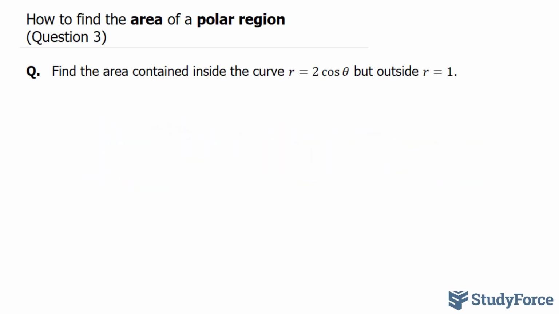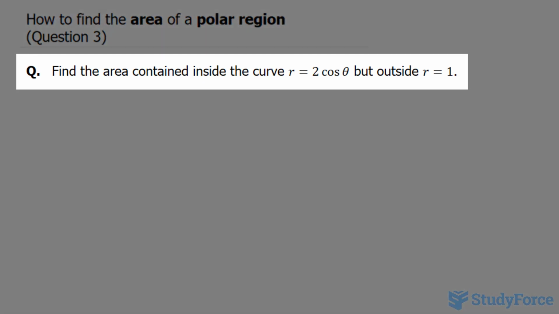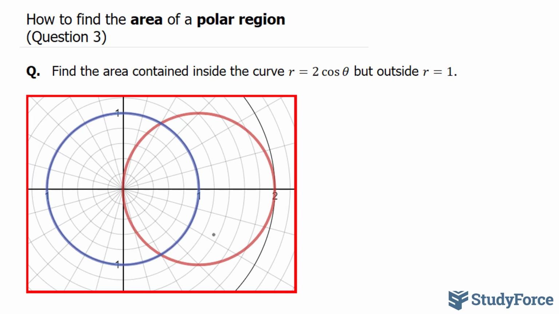In this video, I'll show you how to find the area of a polar region. This is question number 3. The question reads, find the area contained inside the curve r is equal to 2 cosine theta, but outside r is equal to 1. What you see in blue is represented as r is equal to 1. And they want everything outside of r is equal to 1, but inside this, which is represented in red. So what they're looking for is everything from here to here and inside.